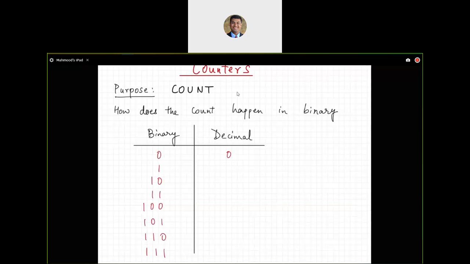And notice how I'm writing this. I'm writing this sequence in the same pattern I wrote the truth tables. So the least significant or the rightmost position toggles 0 1 0 1 0 1 0 1 and so on. And the next level to that goes 0 0 1 1 0 0 1 1 and so on. And the next level to that goes 4 zeros and 4 ones. So that's exactly how you would count in binary.